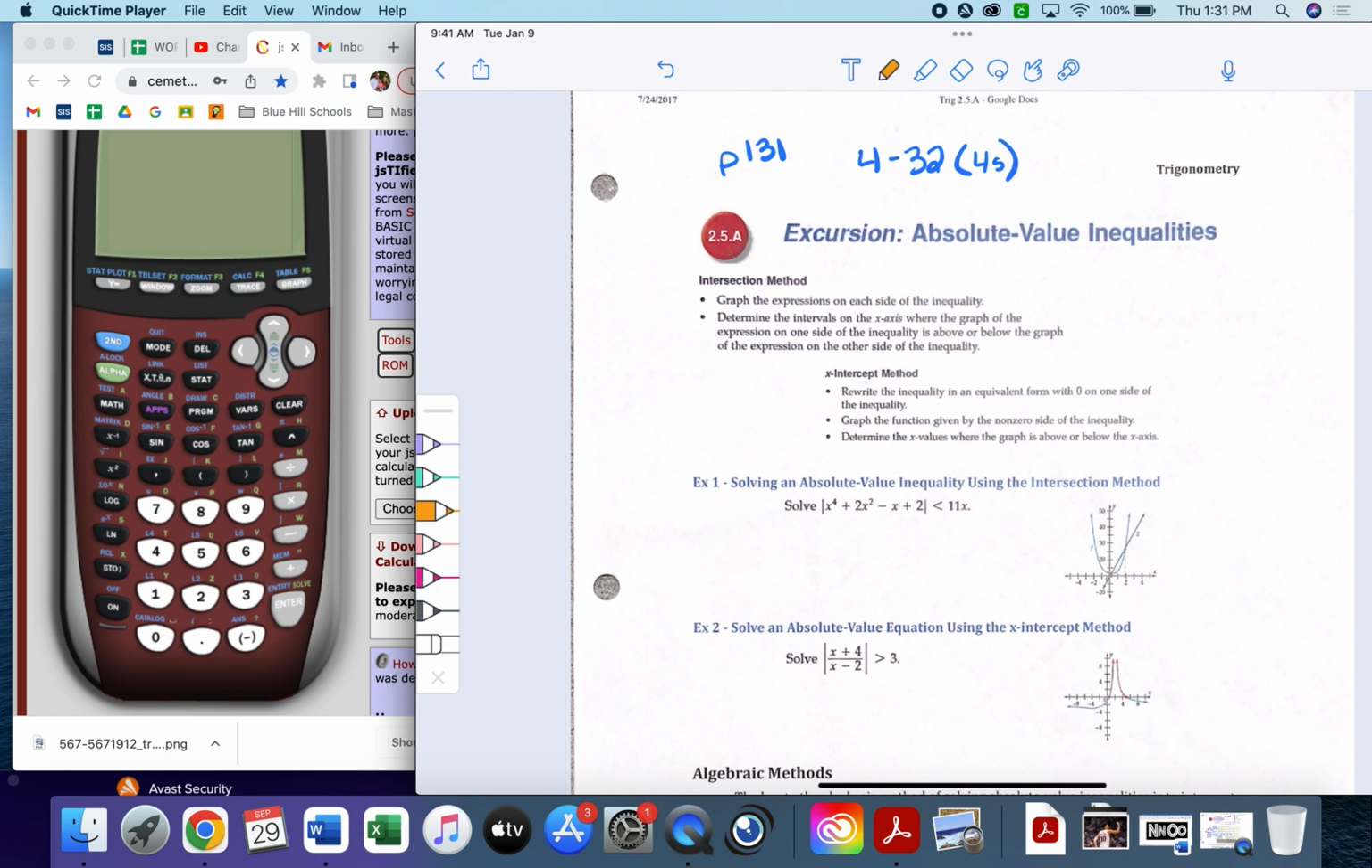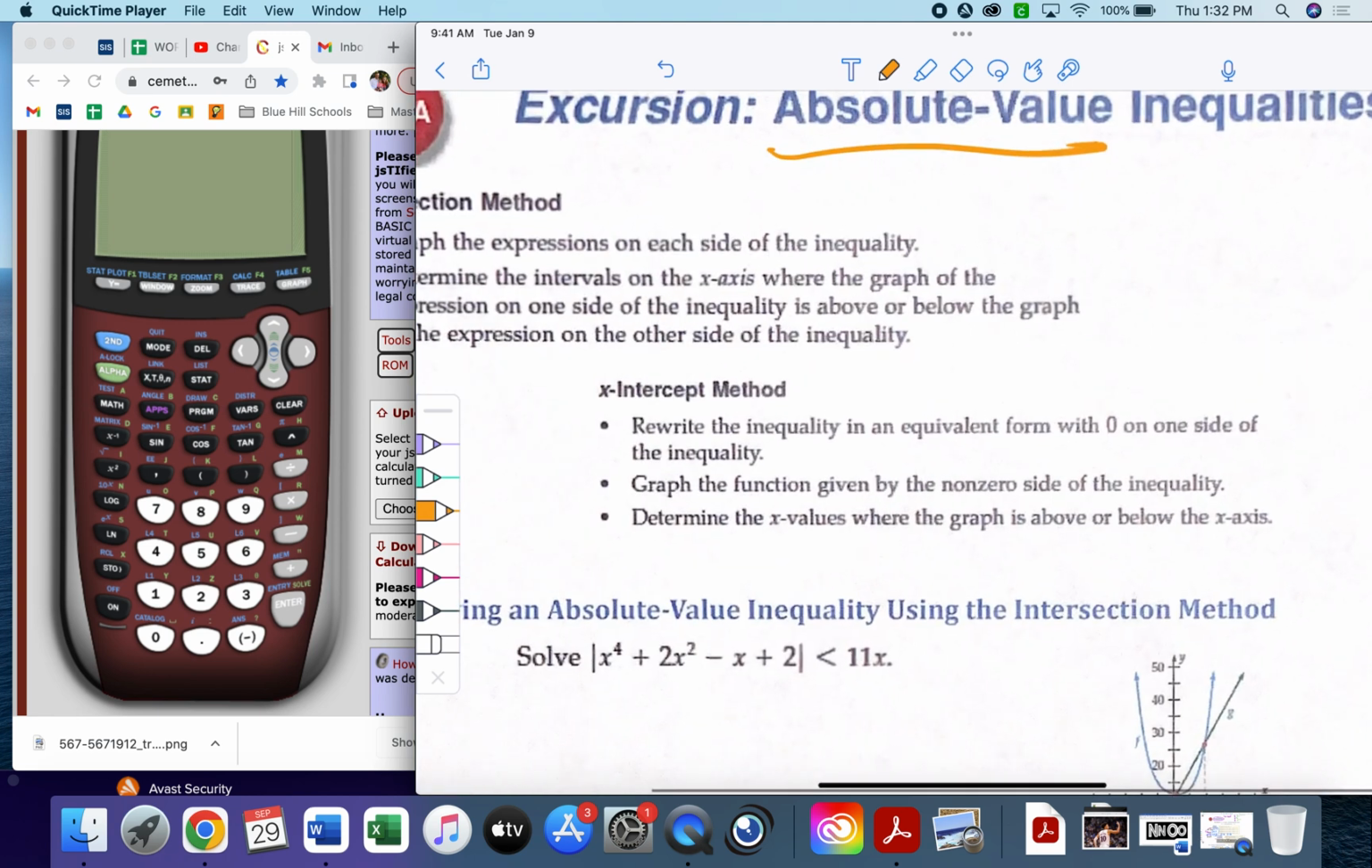But it's an excursion section, which is just like a baby step bigger than what we did yesterday, right? This is inequalities, but they are absolute value inequalities, okay? So we're meshing the two together. Absolute values. Do you remember absolute values? We have to do like two cases. Inequalities mean you have less than, greater than, that stuff, okay?